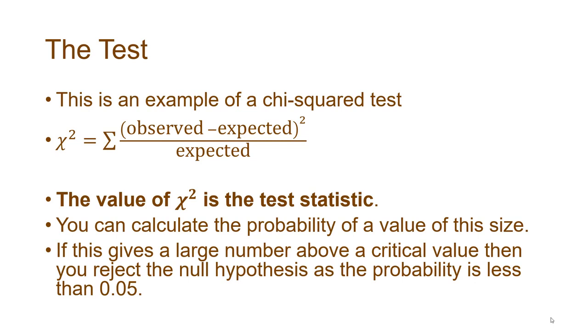You can then calculate the probability of having a test statistic of that particular magnitude. The bigger it is, the less likely it is to happen by chance, because observed minus expected is turning out to be a very big number. So if there's a big discrepancy between observed and expected, then your model is not true, and you have to reject the null hypothesis that your model is true.